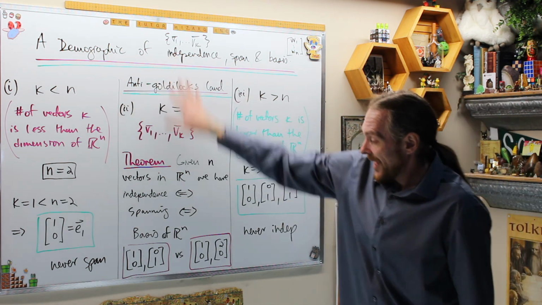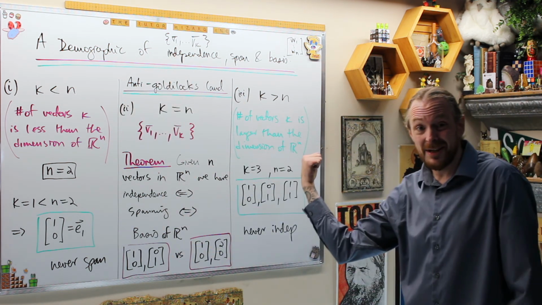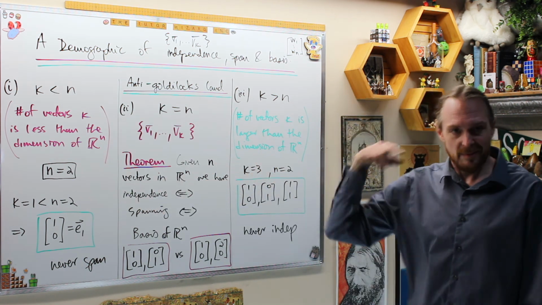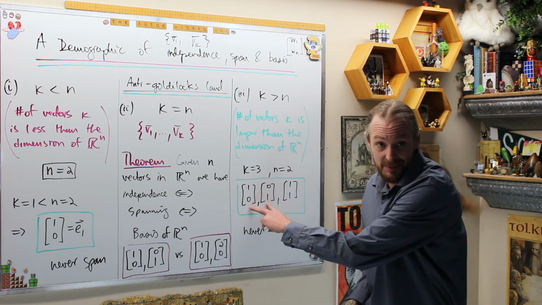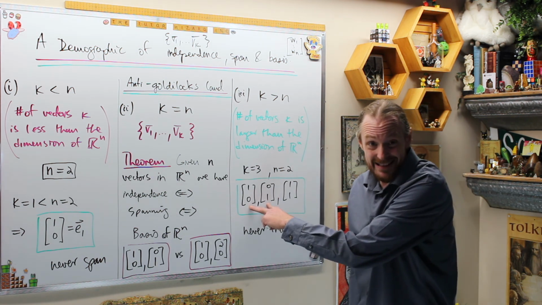I'm going to skip anti-Goldilocks land for a second, then go to the other extreme. These are the 2 easy cases. It's immediate. If I give you more vectors than the dimension I'm in, now I'm going to give myself a specific example. This is the canonical basis of R2.